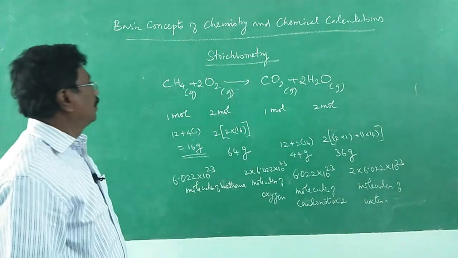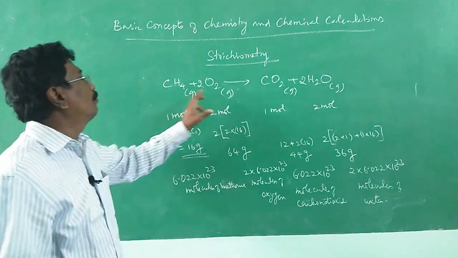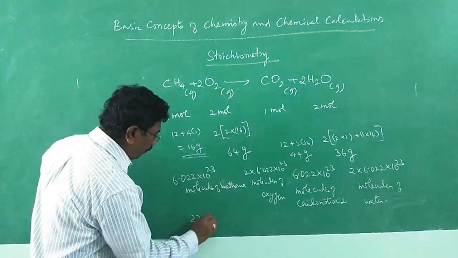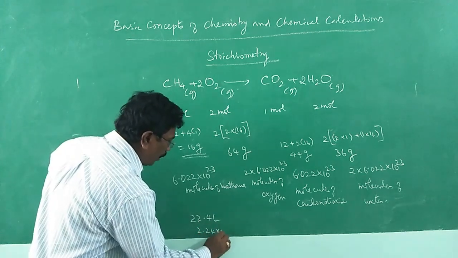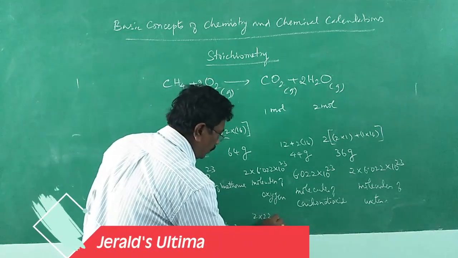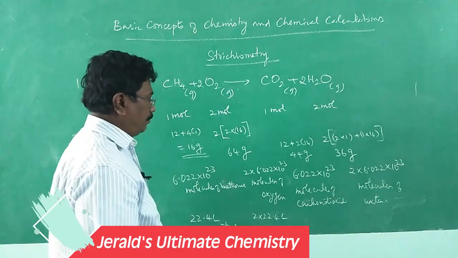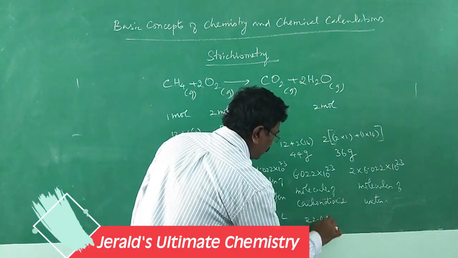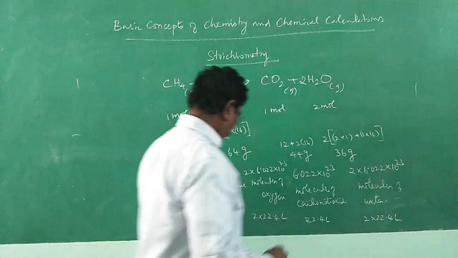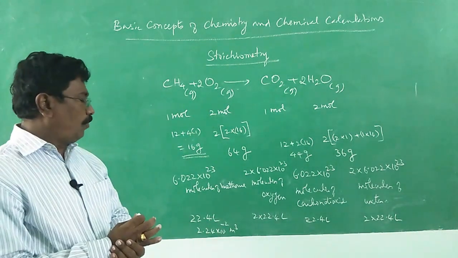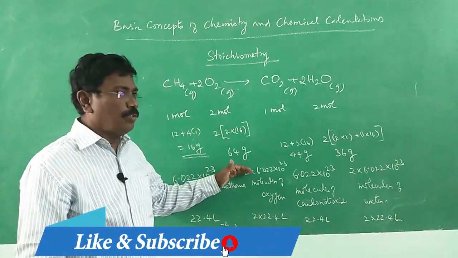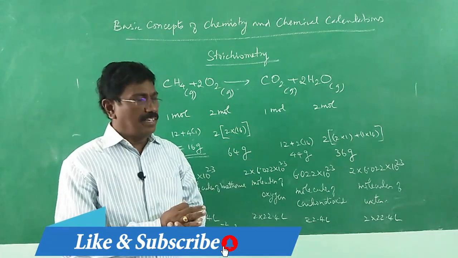Now, if we want to express in volume, everything should be gas. Since everything is gas, 1 mole corresponds to 22.4 liter, or 2.24 in 10 power minus 2 meter cube. Here 22.4 liters, here 2 into 22.4 liters, that is 44.8 liters, and here 2 into 22.4 liters. The liter can also be replaced by meter cube, 2.24 in 10 power minus 2 meter cube. This is how we relate mole, mass, molecules, molar volume, everything can be related in that way.